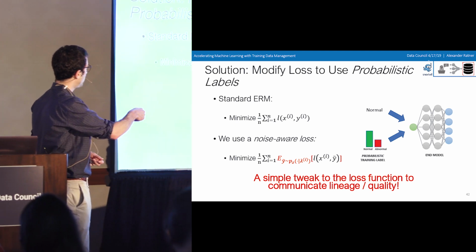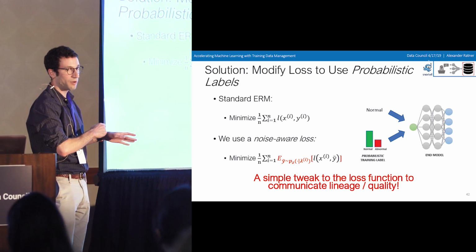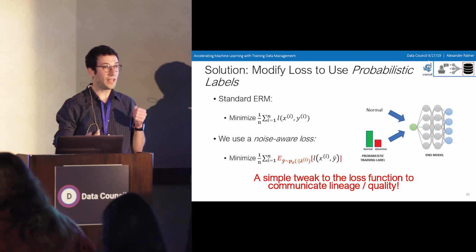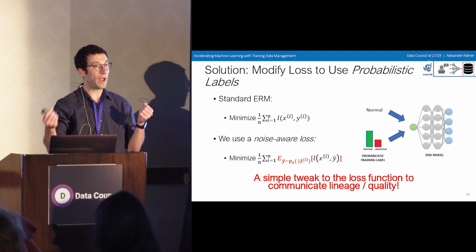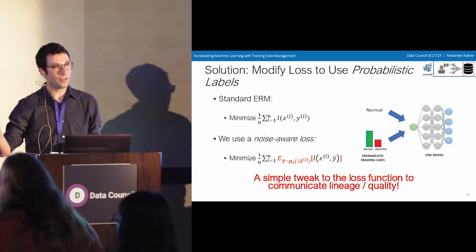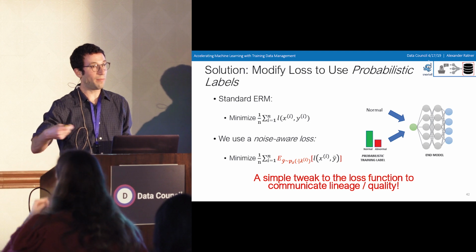So here, for example, in standard empirical risk minimization, the details aren't important, but the basic idea is that we would have labels in our radiology problem that are just yes or no, hard labels, normal or abnormal, right? And we would just count up on every iteration how many mistakes the model made, and try to minimize that sum.